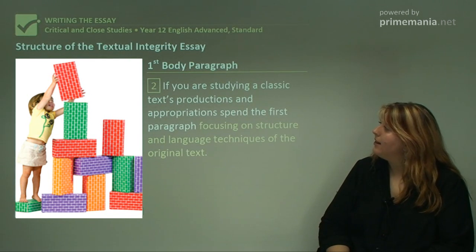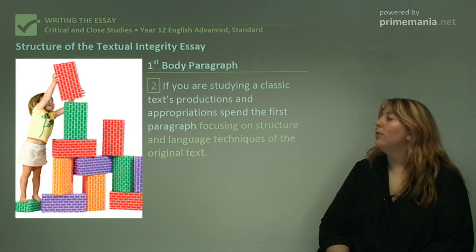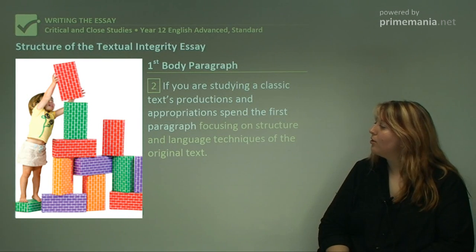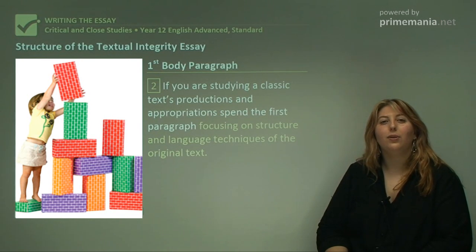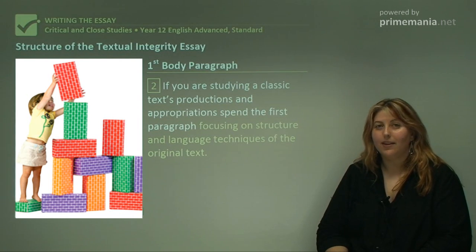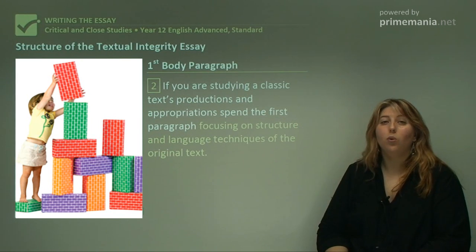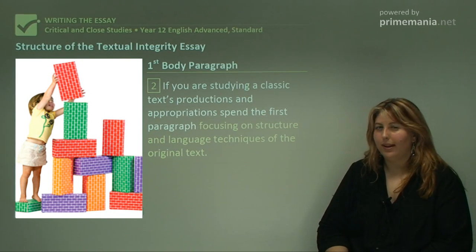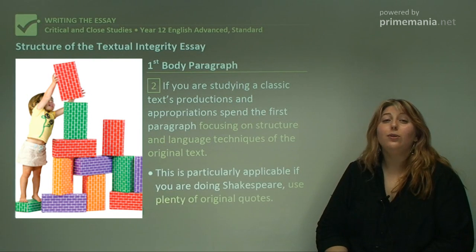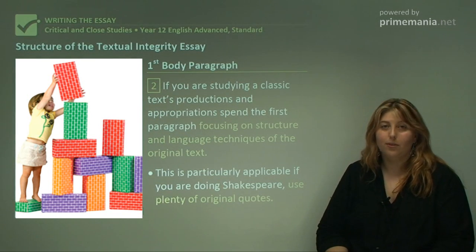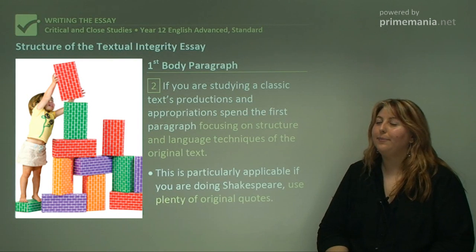If you're studying a classic text, productions and appropriations, you want to spend the first paragraph focusing on the structure and language techniques of the original text. So if you're doing, say, Hamlet, and you're going to talk about different appropriations of it, before you go there, you want to spend some time really talking about that original text. And because when you're looking at productions and appropriations, language is so important, it's probably good to really study the original language of the text. So make sure you use plenty of original quotes. Don't just give us an overview of the text and then move into the productions and appropriations. They really don't like that.